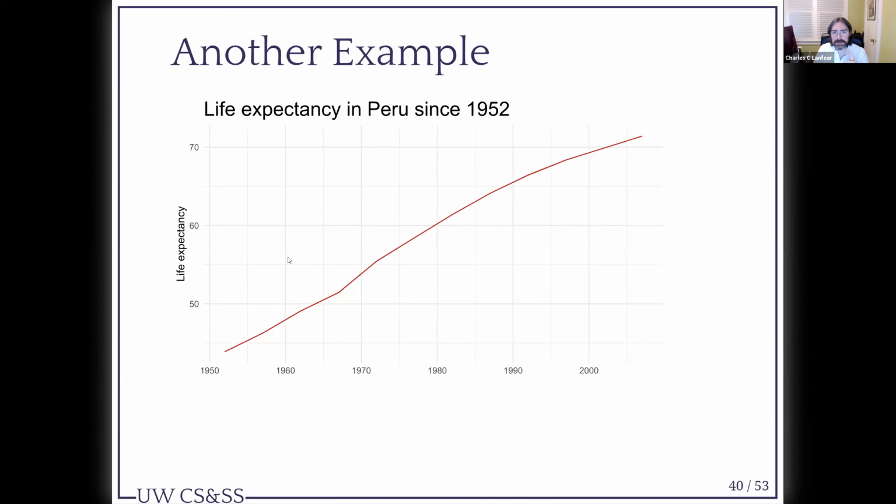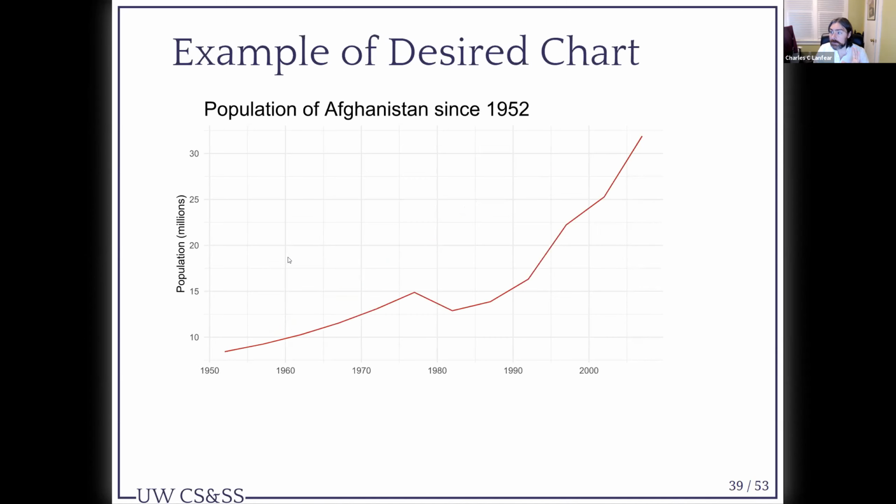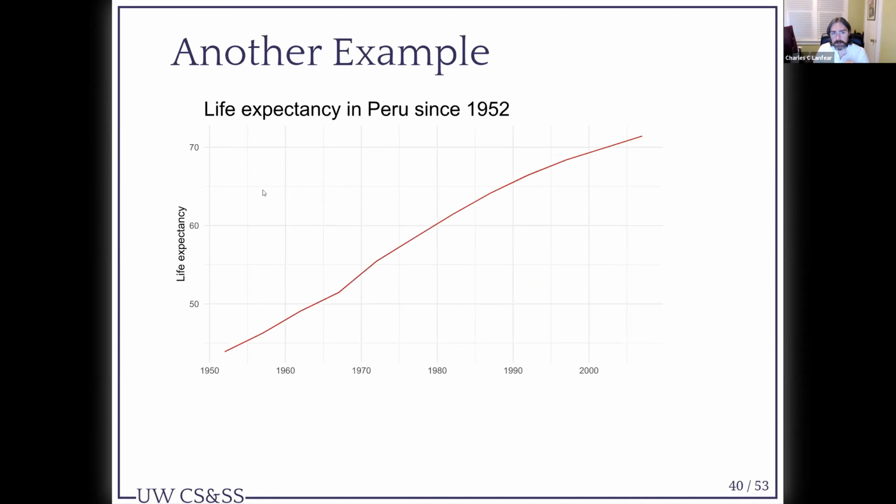But we want to make it so that we can do things like this. We can make the same plot, the same function call, do life expectancy in Peru since 1952 and change the Y label to life expectancy. You'll see it's the same plot, but it's a different country and a different variable. And we want one function that can produce either of these plots with minimal effort. That is, we want some kind of template. Let's see how we do that.